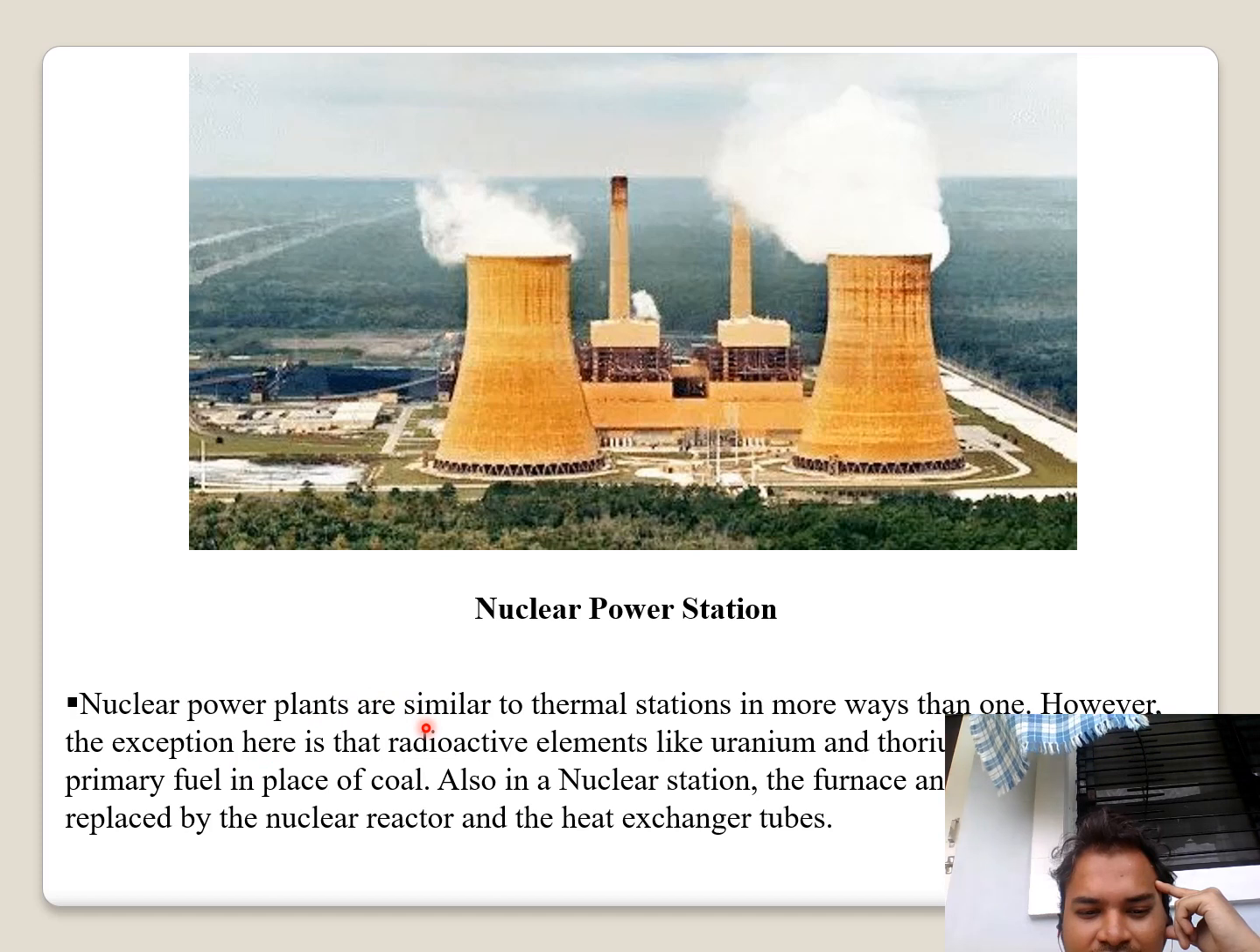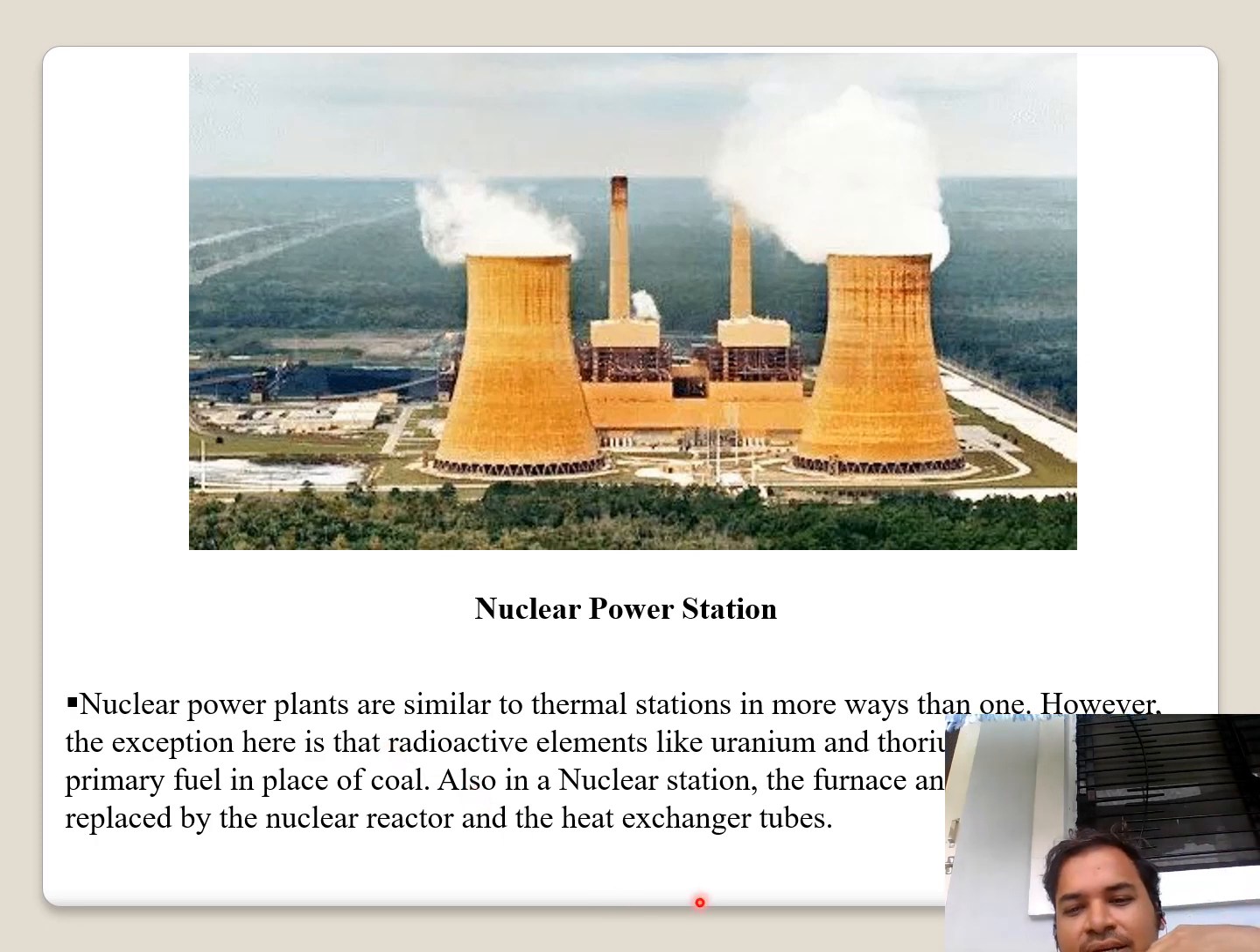So nuclear power plants are similar to the thermal stations in more ways than one. However, the exception is that radioactive elements like uranium and thorium are used as primary fuel in place of coal. Okay, again these are similar, just the fuel varies. So here the fuel we use is uranium or thorium.